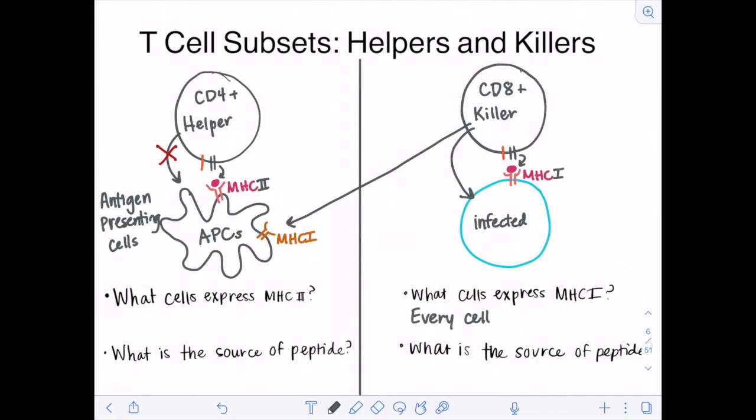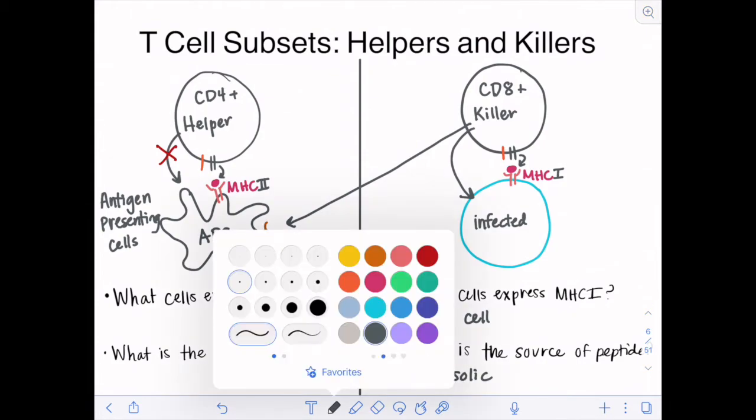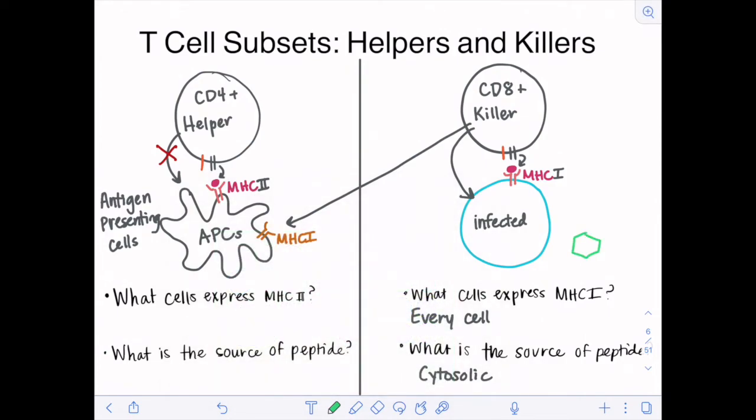And so this leads to the second question: what is the source of the peptide? All right, CD8 positive T cells are going to be killing cells that have been infected, and so the source of the peptide is going to be cytosolic. Meaning that the pathogen, let's draw that in green. Let's say it's a viral pathogen here, okay, has infected the cell. The cell has chewed up the antigen to present it on MHC1. The same thing can happen here, and an infected antigen presenting cell can load peptide onto its MHC1, and a CD8 positive killer cell will recognize it and destroy it.